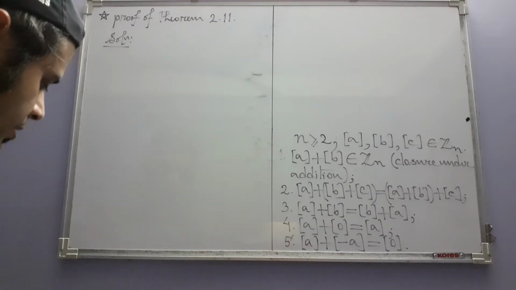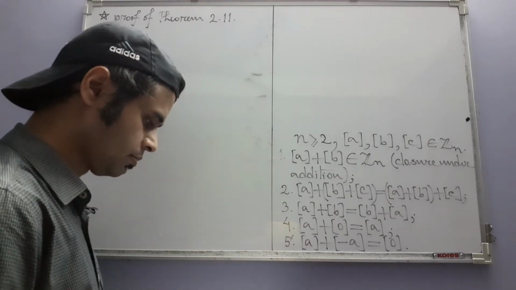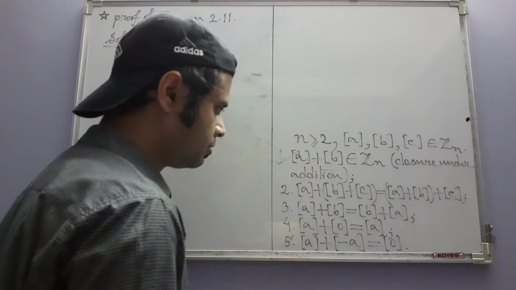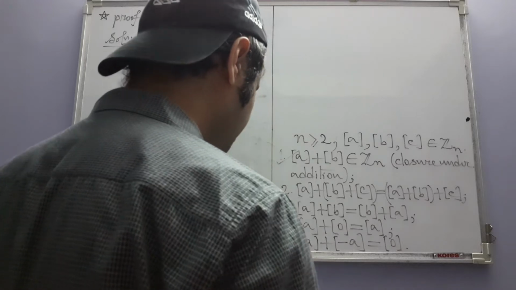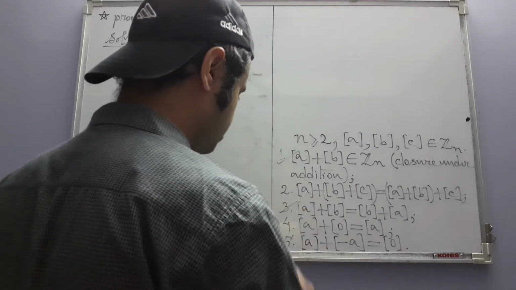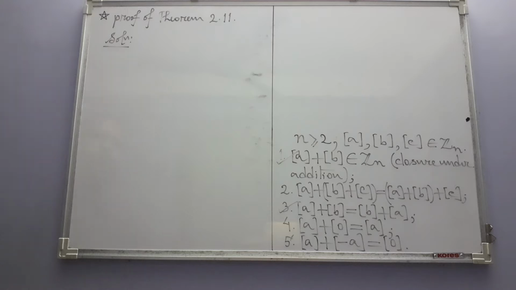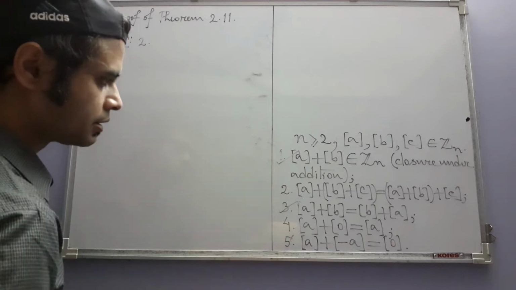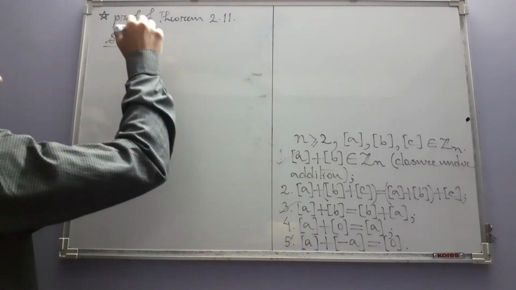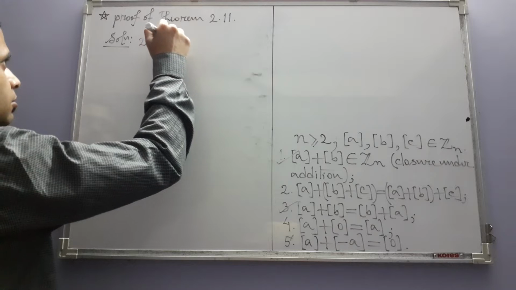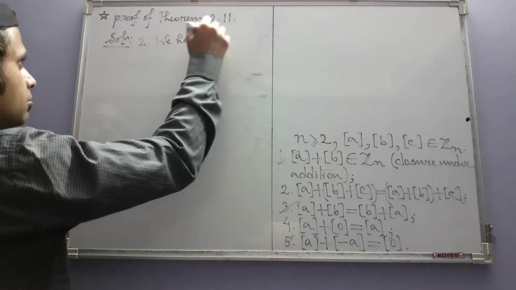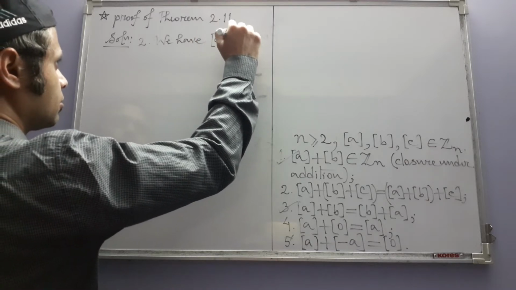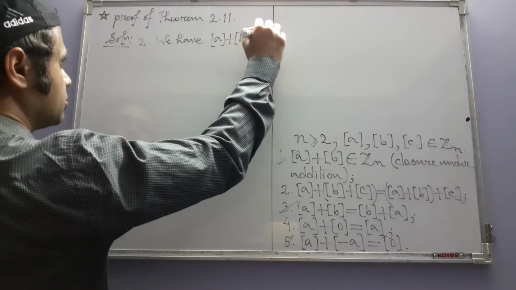And in the text, closure under addition has already been proved and commutativity has been proved. So we now have to prove the others. So we keep these numbers as they are. And we straight away perform the calculation.